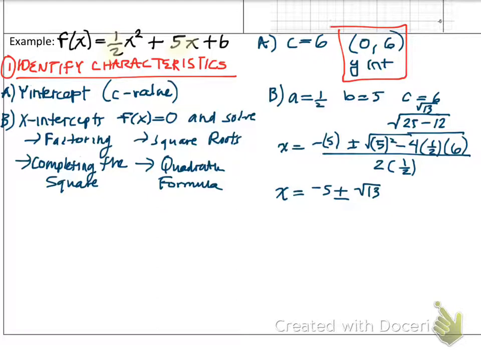So now I'm just going to plug this into my calculator to get approximate values for the x-intercepts, because a decimal is more useful to me when I'm graphing than something like negative 5 plus root 13. I don't know where that is on a graph. But if I plug negative 5 plus root 13 into my calculator, I get negative 1.39. And if I do negative 5 minus root 13, I get negative 8.61. So these would be my x-intercepts.